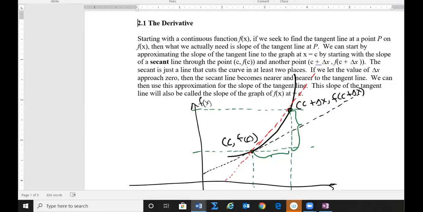Okay, we're going to talk about the derivative today. Now, here's the goal. We want to find the slope of this line right here. It runs through here, this dashed line. In other words, it's going to be the tangent of the function f. And we want to know the slope of that tangent.